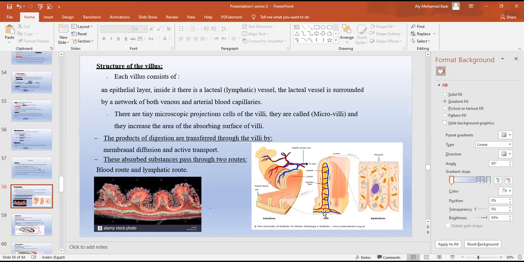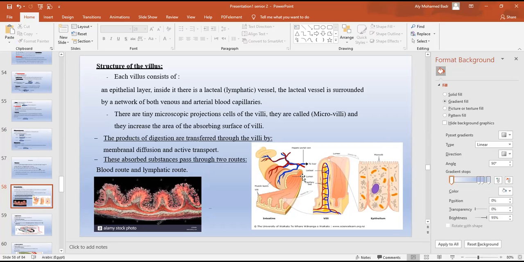Inside there is a lymphatic vessel, or lacteal vessel, surrounded by a network of blood capillaries, venules and arterial blood capillaries. They are very tiny microscopic projections. Those villi are very tiny projections. They are called microvilli. There are also microvilli inside them. Why are these microvilli present? To also increase the surface area of absorption.